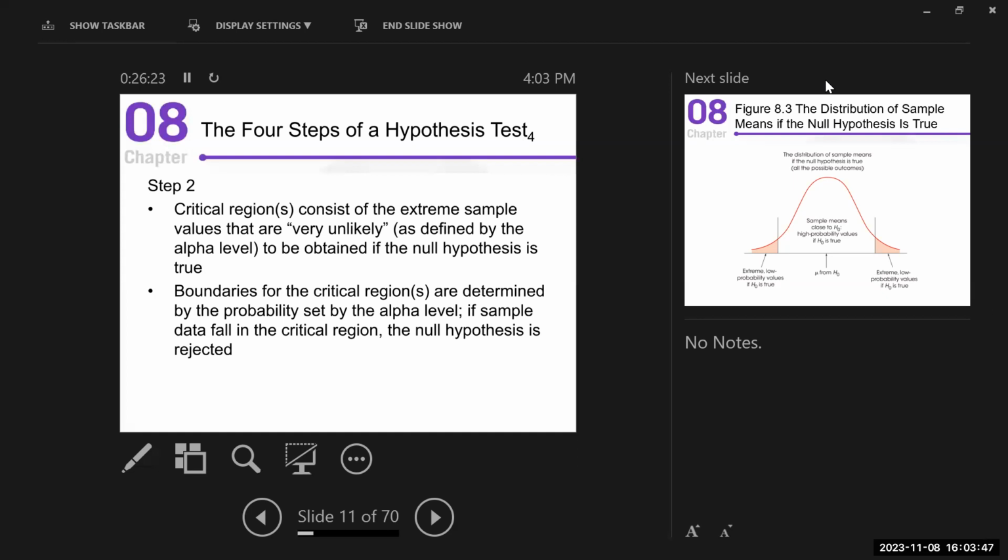If my sample data falls into this critical region, that's why it's really important that we get our z-scores. Once I get my z-score and it falls into this critical region, I can reject the null hypothesis. And by rejecting the null hypothesis, that says there is some effect, some change, some difference. If I can reject the null hypothesis by my sample falling into this critical region, then I can reject that there is no change.